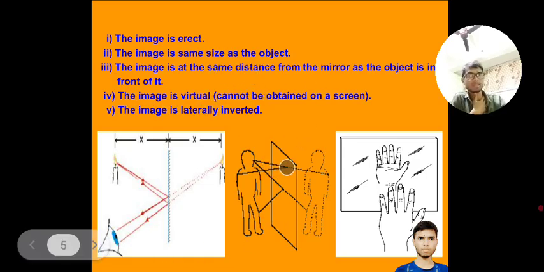For example, this is the original object. You know that this is the original object and this is the imaginary object. This is what is inside. This is the image which is inside the mirror. Now here.